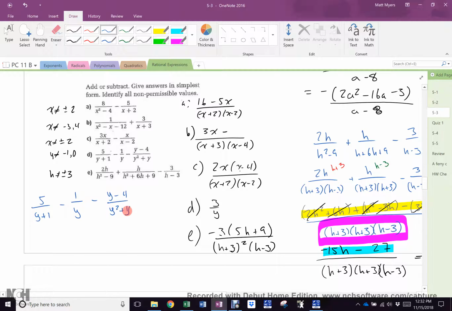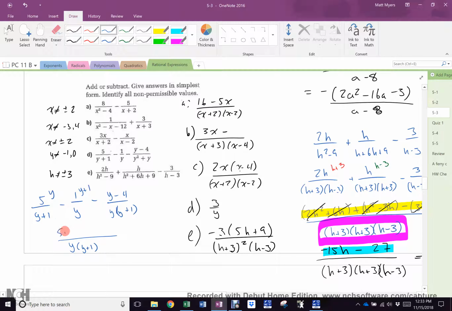Factor everything. So this y squared plus y becomes y times y plus 1, right? Now, this is what we're talking about with Lucas. y and y plus 1 covers everything, doesn't it? So the whole denominator is going to be y and y plus 1. This guy already has y plus 1, so he only needs y. This guy already has y, so he needs y plus 1. This guy has them both, so he needs nothing.